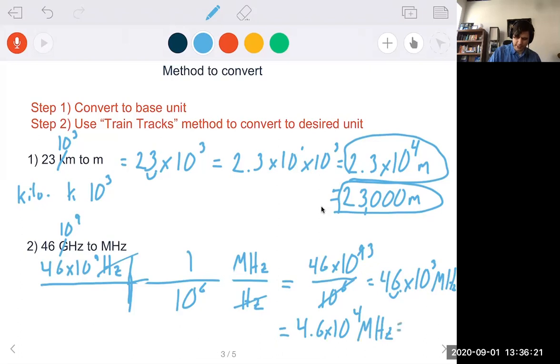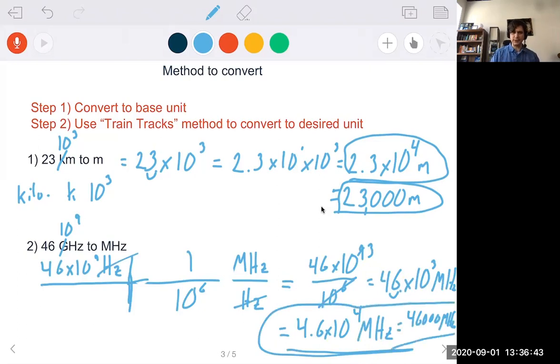Which you could just write, and I'm going to squeeze this in. That would be 46,000 megahertz. Sorry, I got squeezed in a little bit right there. I'm still learning how to manage my space on these whiteboards. So that would be, all of these are good answers. Both of those right there. This is even a pretty good answer if you're communicating. You can say, oh, I have 46 times 10 to the 3rd megahertz.